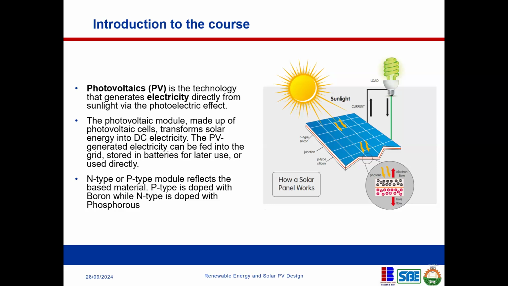Now, this is more technical. We are not manufacturing solar cells here, but I think it's important that we know some of these terminologies so that we don't get confused as energy professionals. So the N-type has a higher efficiency. It has a lower degradation, so it can last longer, even though it's slightly more expensive. But it has a higher efficiency, and it can last longer.